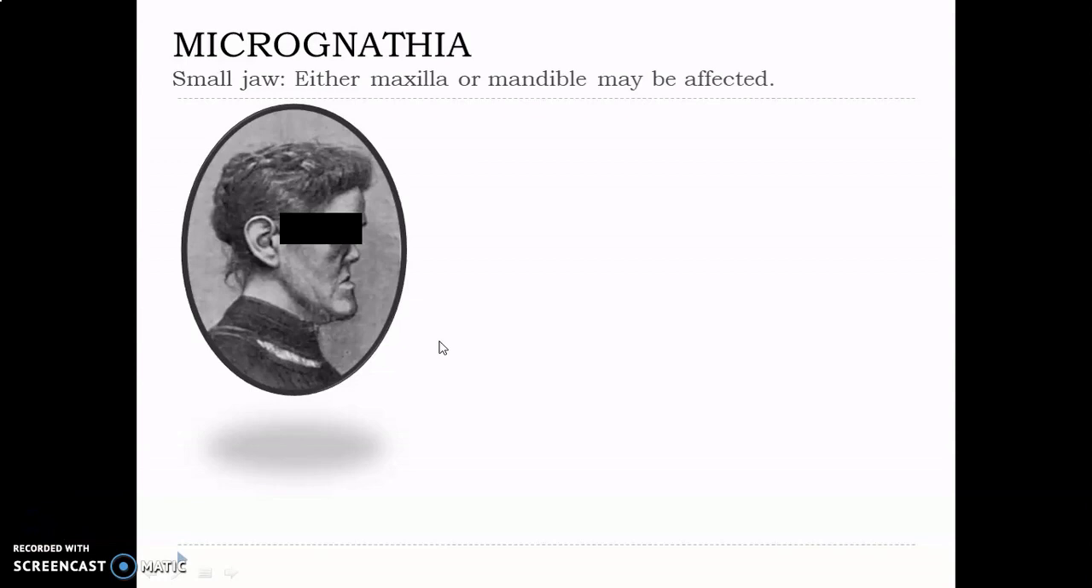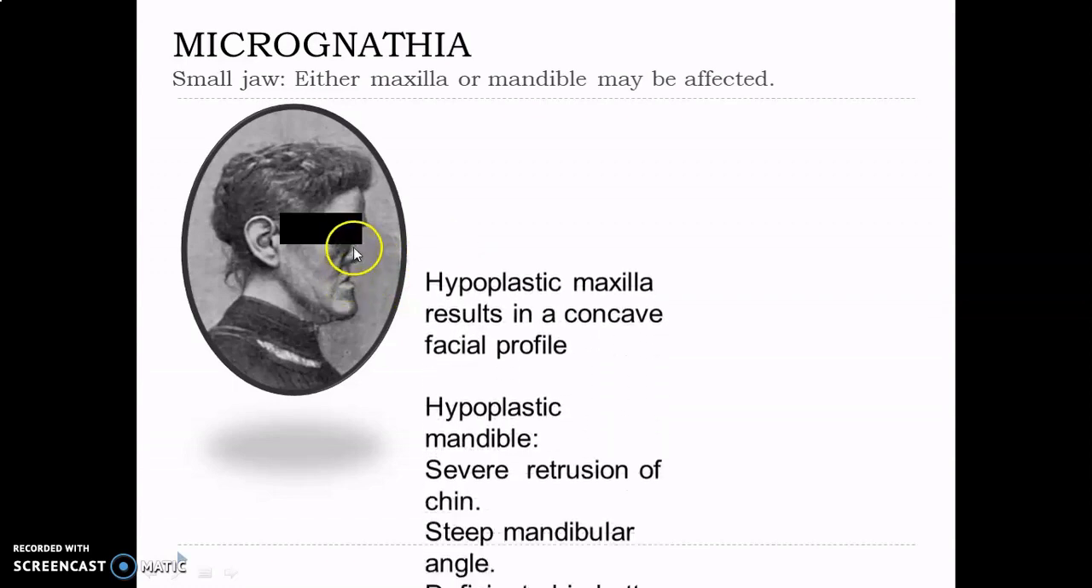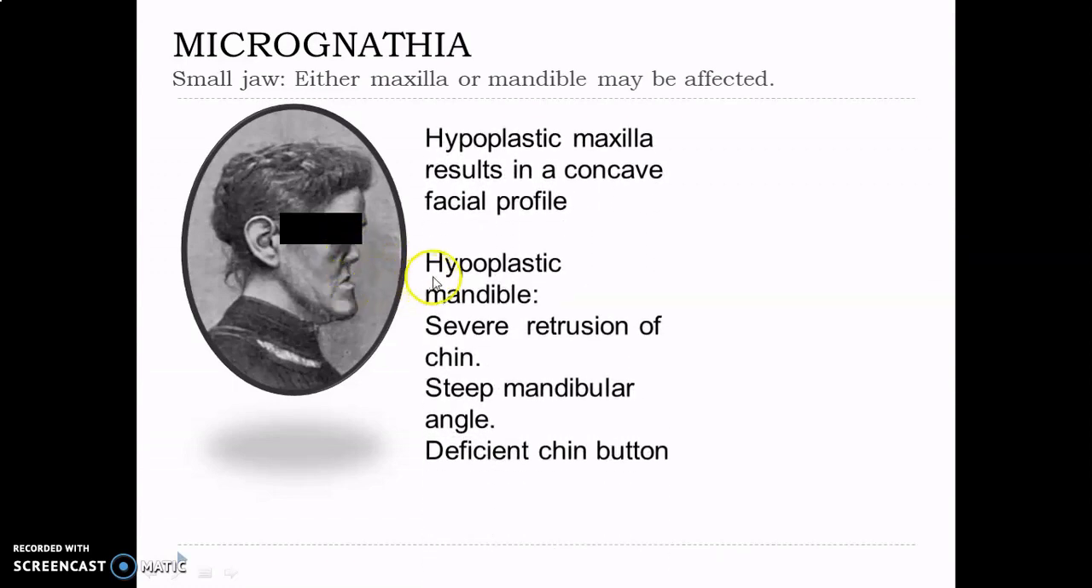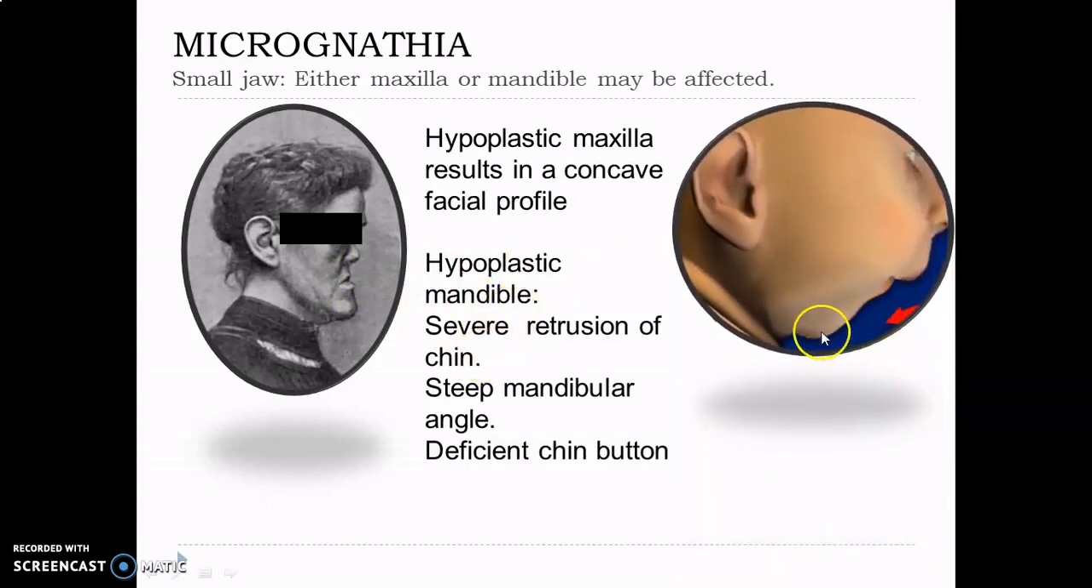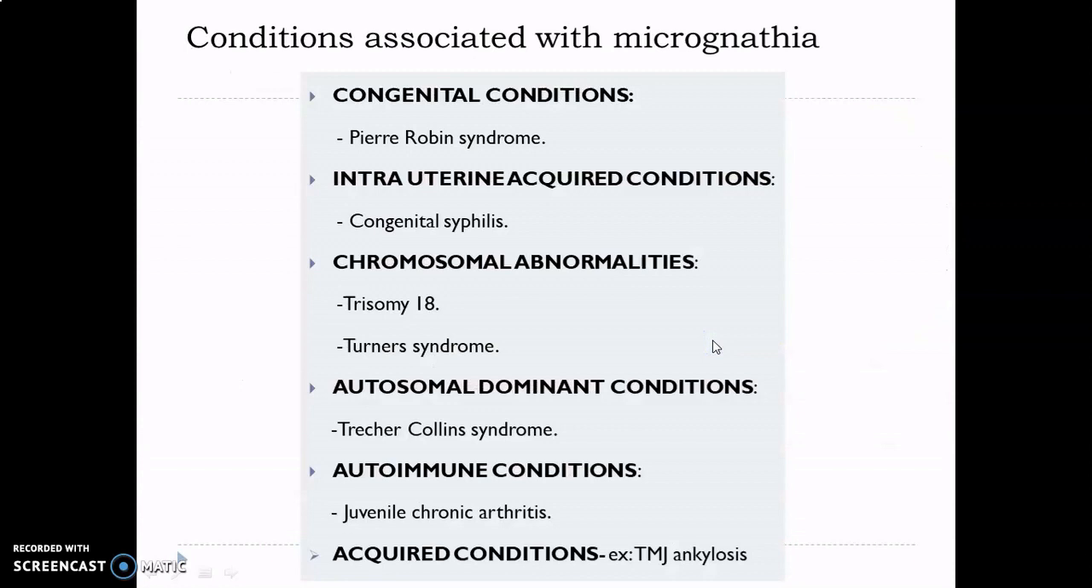So moving on to the next anomaly, that is micrognathia, which means small jaw. Either maxilla or mandible may be affected. In this image, there is a hypoplastic maxilla, which results in a concave facial profile. Similarly, a hypoplastic mandible will result in severe retrusion of chin, as you can see here, and steep mandibular angle and deficient chin button.